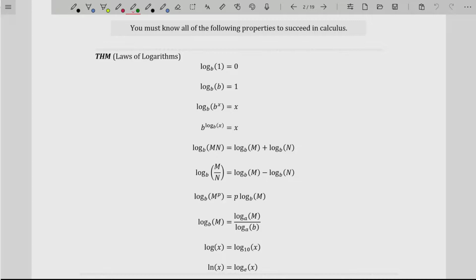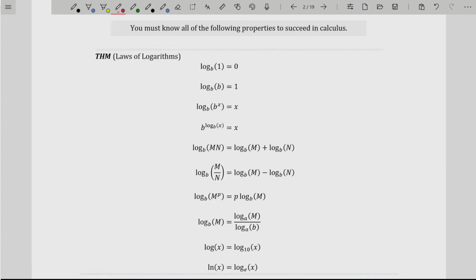Probably the most critical ones, well, they're all super important. The only one that I tend to never use, or maybe rarely use, is this one right here, which is called the change of base formula. It's nice to know, but I rarely use it because generally speaking, I always work in either log base 10 or base e, which is the natural log. So that's kind of neither here nor there, but I'm just letting you know. All of these are important in their own ways.